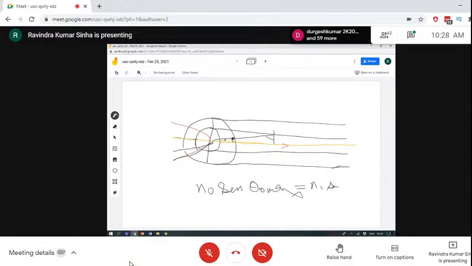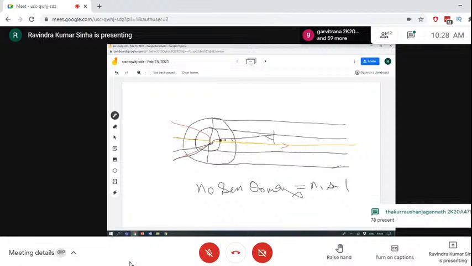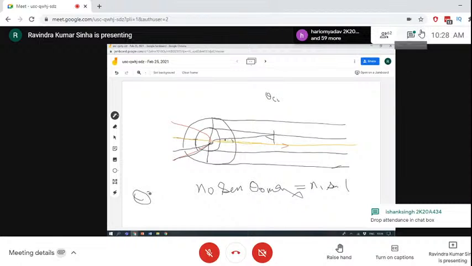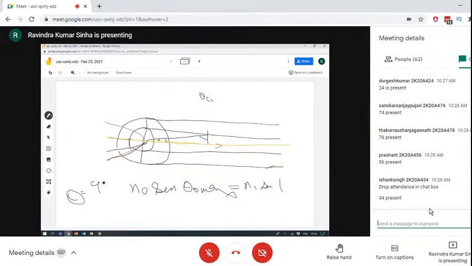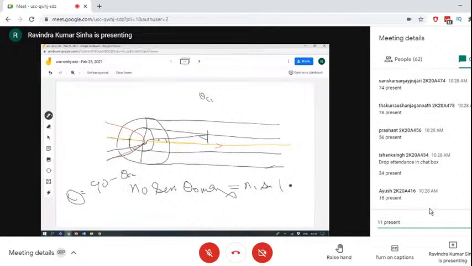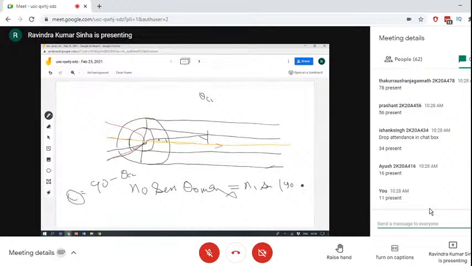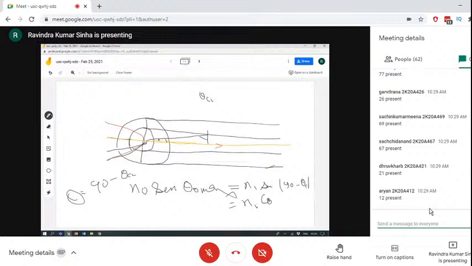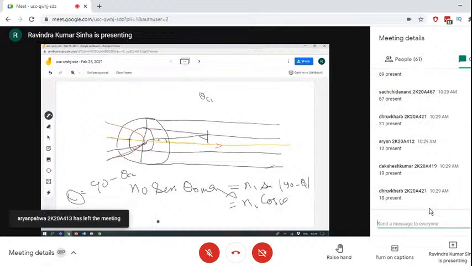sine of this angle I want. So this angle is theta. Okay, and in my diagram I have put this as theta Ci. So this angle, if I write theta, theta will be equal to 90 minus theta Ci. Okay, so I am putting 90 minus theta Ci. So that is equal to N1 cos theta Ci.